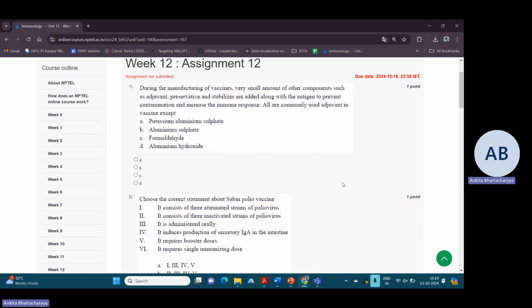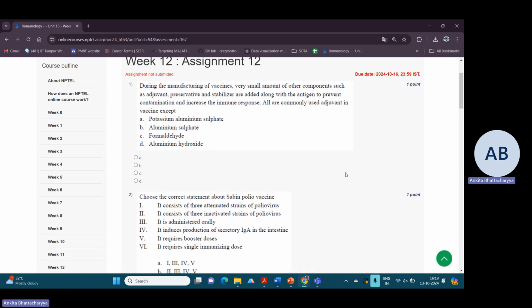So yeah, you need preservatives and of course stabilizers also, sorry, stabilizers also for the same purpose.